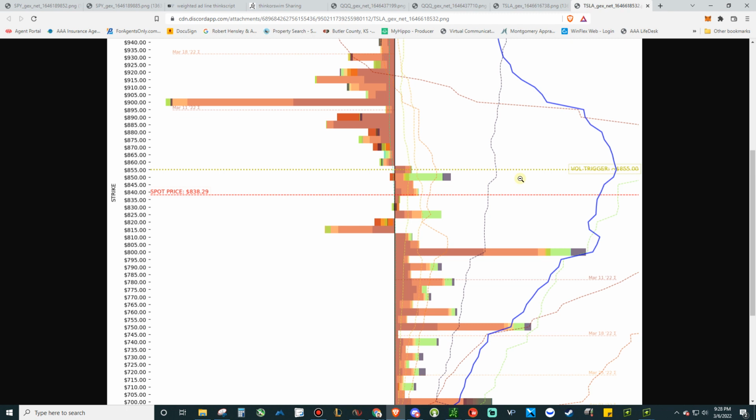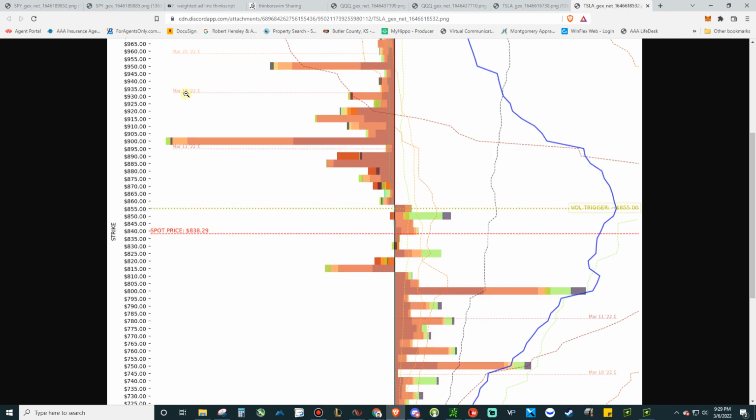What that tells you is that as long as it's below the volatility trigger, whatever direction it ends up going is likely to continue. Right now we're under it at 838, and if you watch the action on Friday with Tesla, it really couldn't get above this 855, and that's just because that's where the volatility trigger is.